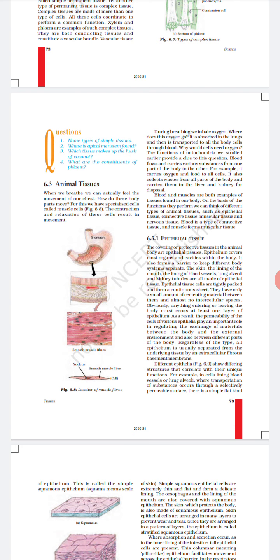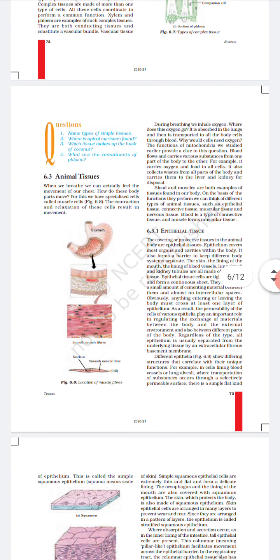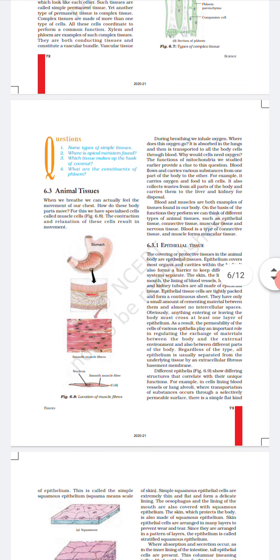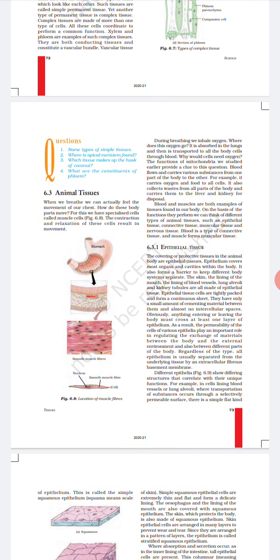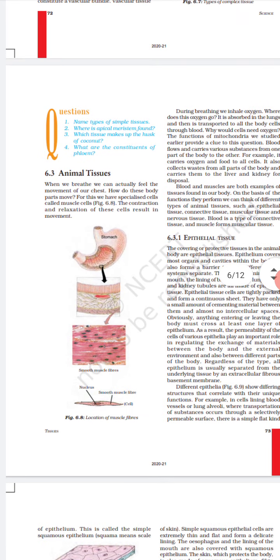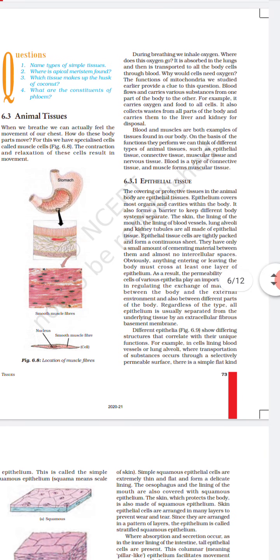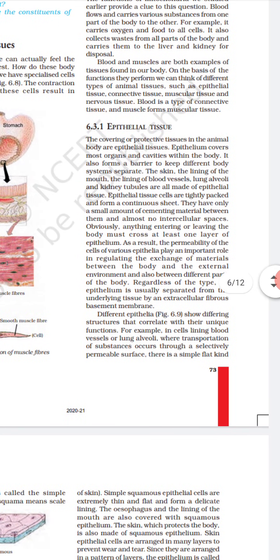Today we will start a new topic, that is animal tissue. On the basis of the functions they perform, animal tissues are classified into four basic types, namely epithelial, connective, muscular and nervous tissue. On the basis of what? On the basis of the function they perform. The first tissue is epithelial tissue. The covering or protective tissue in the animal body is called epithelial tissue.